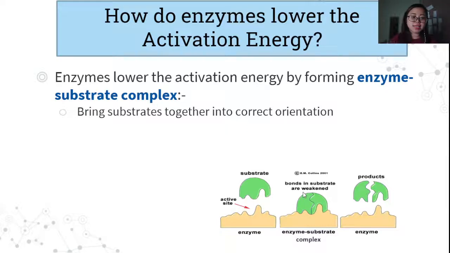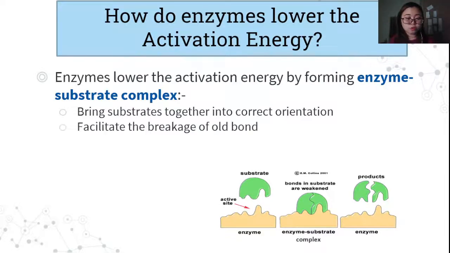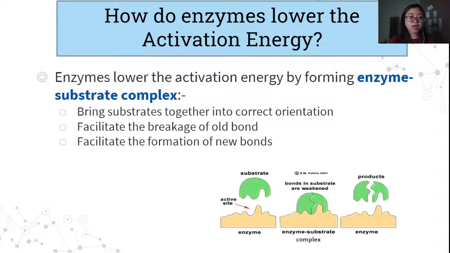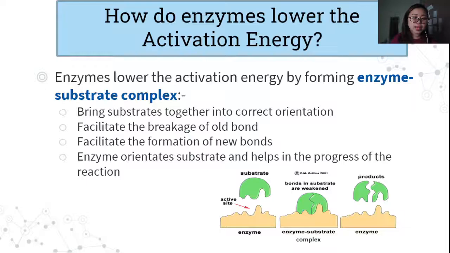When it forms the ESC, it brings substrates together into the correct orientation. So, dia akan mempercepatkan proses dengan membawa substrate sama-sama dalam susunan yang betul. It will also facilitate the breakage of old bonds. So, dia akan bantu pemecahan bond lama. Facilitate the formation of new bonds. Membantu pembentukan bond baru. And the enzyme also orientates the substrate and helps in the progress of the reaction. So, enzyme ini dia akan bantu untuk susun lah, untuk pastikan substrate berada dalam kedudukan posisi yang betul untuk mempercepatkan reaction.